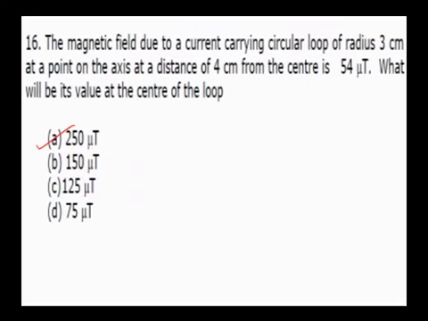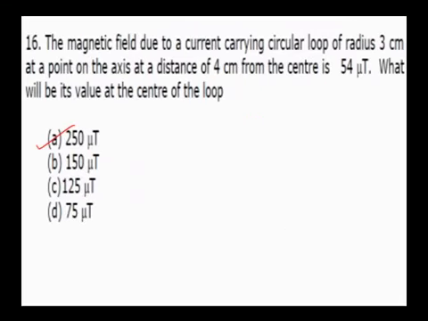Okay, so now we will move to question number 17. In this question it is given that a long wire carries a current of 20 ampere along the axis of the solenoid. The magnetic field due to the solenoid is 4 millitesla. The resultant magnetic field at a point 3 millimeter from the solenoid axis and inside the solenoid is. Okay, so we are finding the resultant magnetic field at a point inside the solenoid, that too at a distance of 3 millimeter from the axis of the solenoid.